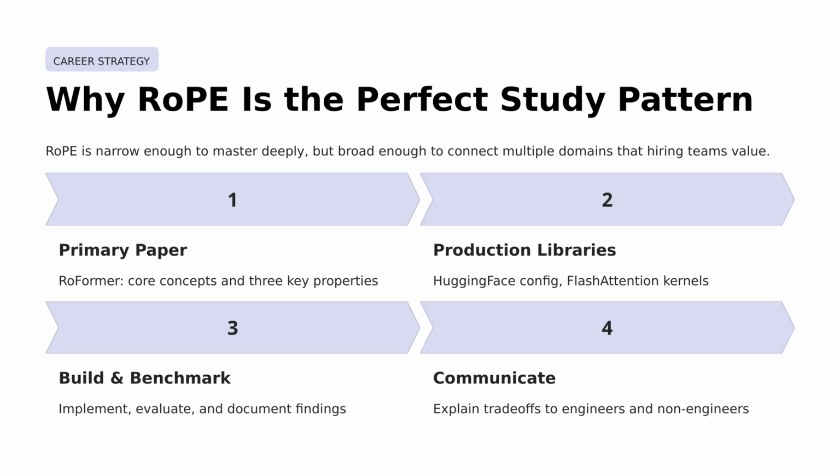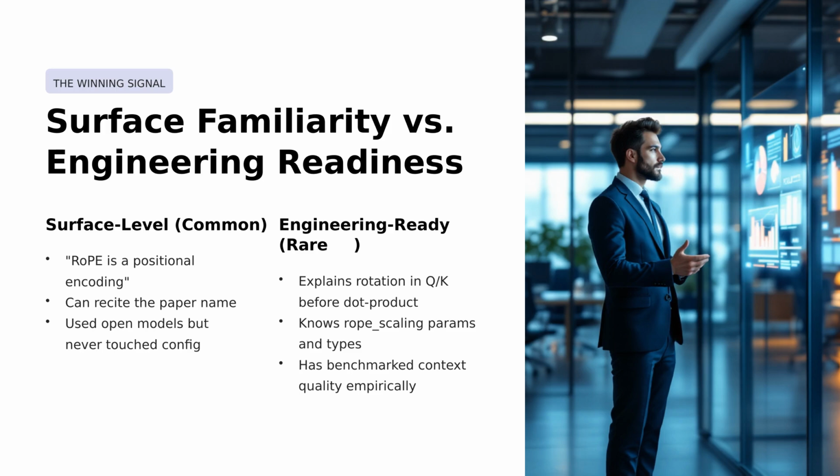You can learn the core ideas from the RoFormer paper, then connect them to real production tools like Hugging Face and FlashAttention. From there, you can build and benchmark your own implementation, document what you find, and practice explaining the trade-offs clearly to both engineers and non-technical audiences. The winning signal is the difference between surface familiarity and real engineering readiness.